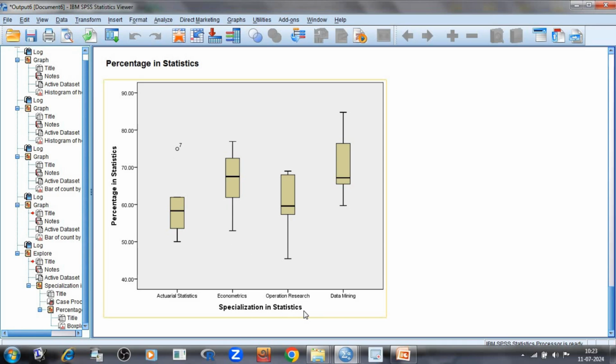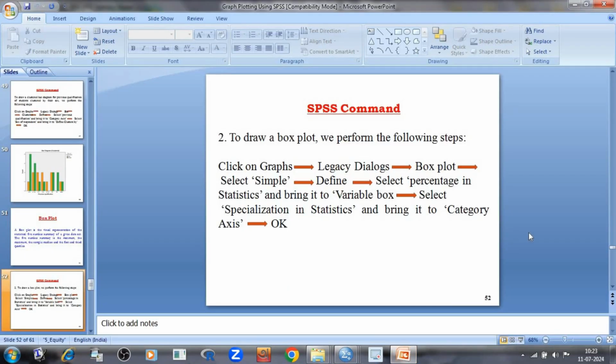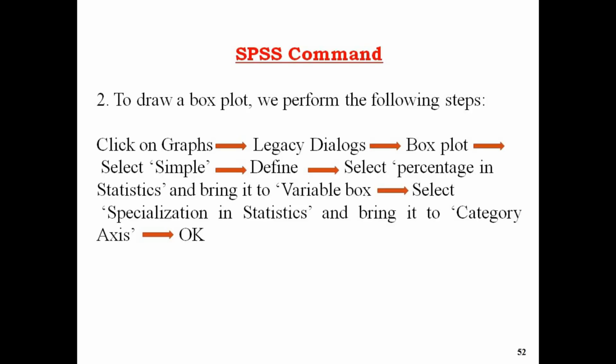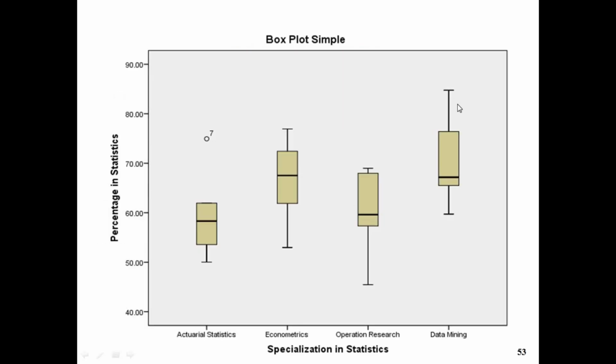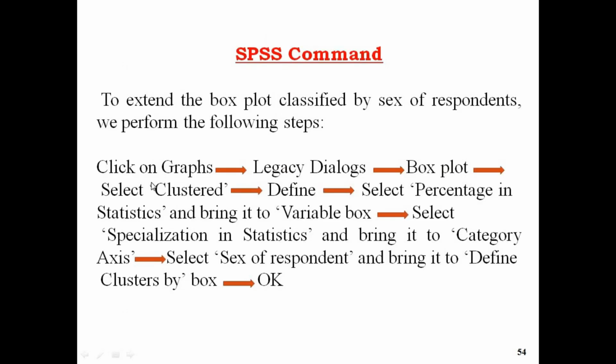So this is specialization in statistics and percentage in statistics on the y-axis. Okay, so what are the specializations in statistics? Actuarial statistics, econometrics, operation research, data mining. Okay, so next you see box plot, to extend a box plot classified by sex of respondent. So how we can perform for this one?